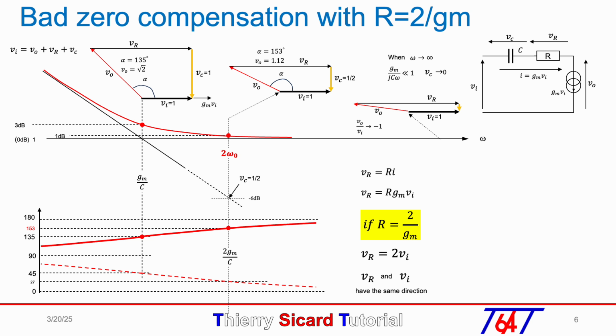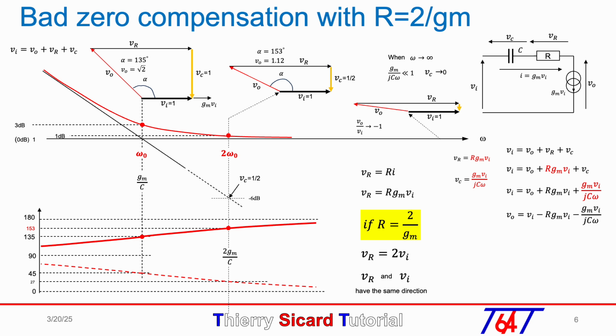The mathematical calculation can also be performed by starting with the sum of the vectors and replacing VR and Vc with their respective expressions. We can then write the equation of Vout as a function of Vin and replace R with 2 over Gm to obtain the gain equation Vout over Vin equals minus 1 minus Gm over jC omega.